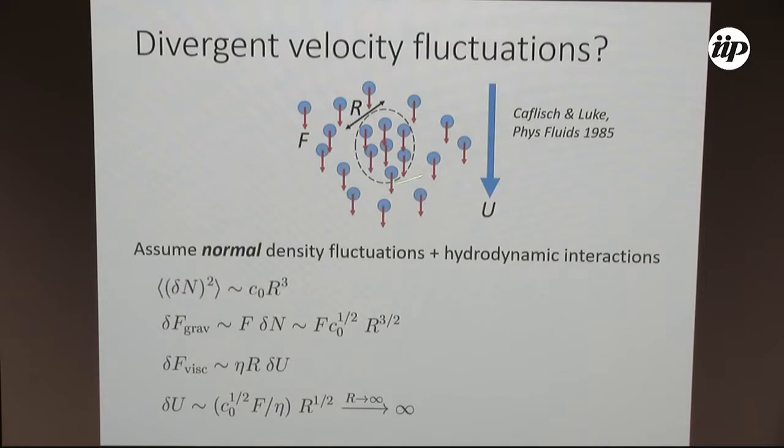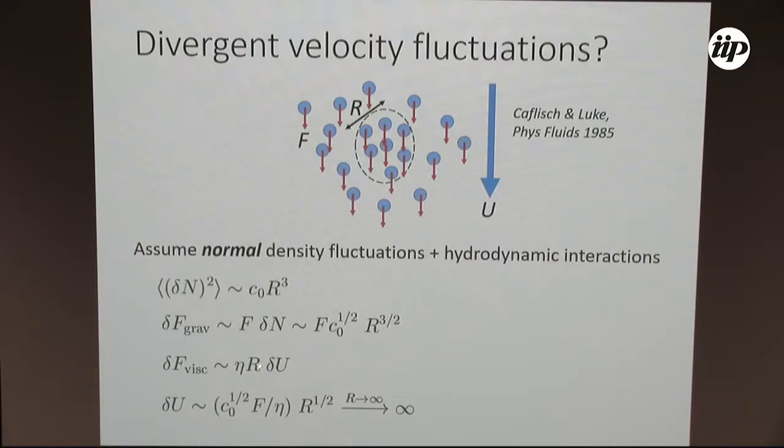Let's look at a subregion of size r within such a sedimenting suspension, and let's assume that the density fluctuations are normal. Therefore, the variance in particle number is going to be extensive. Suppose, because of this fluctuation, this area is slightly heavier. Then it has some fluctuation in the force acting on it, which is proportional to the fluctuation in particle number, which means that the fluctuation in the gravitational force on this region goes like r to the 3/2, just simple algebra.